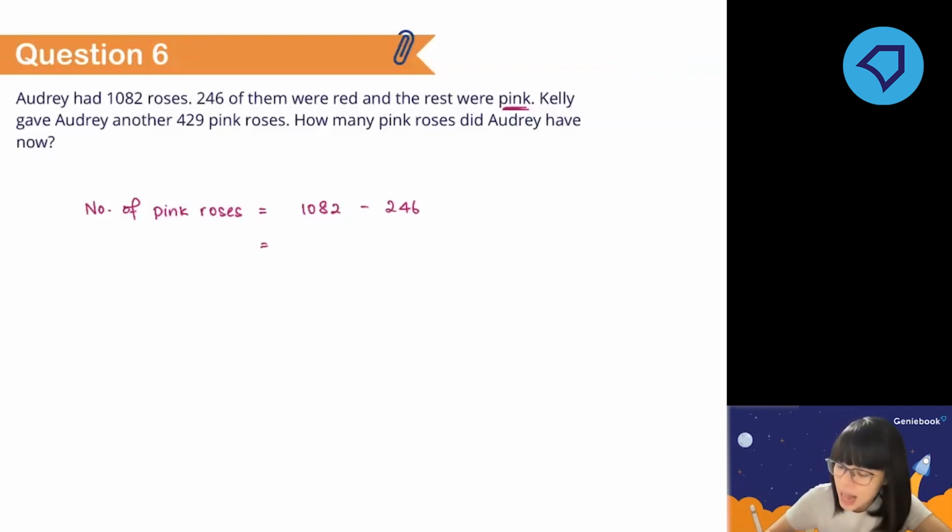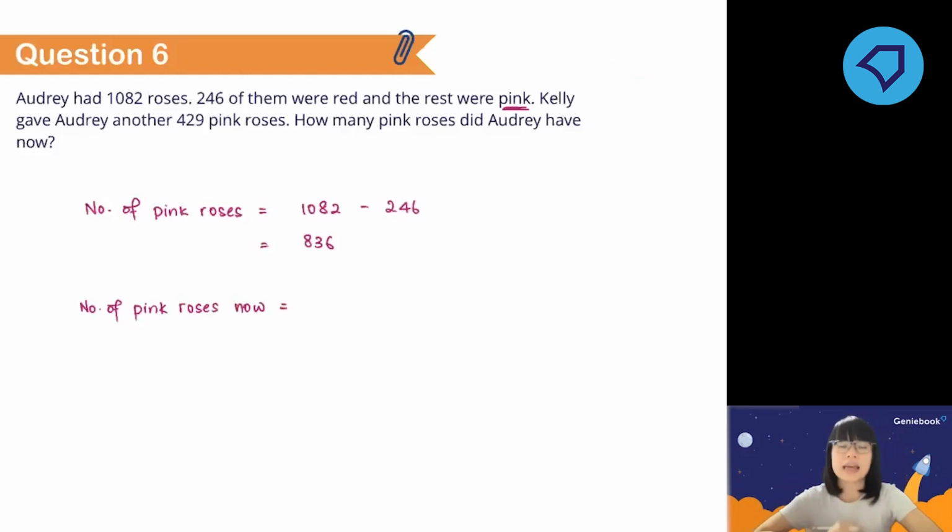836. Thank you very much, Elderson. 836. These are the number of pink roses that she has initially, right? But the question is asking you how many pink roses does Audrey have? Now, this is after Kelly gave her 429, right? So you want to find the number of pink roses now after Kelly gave her.